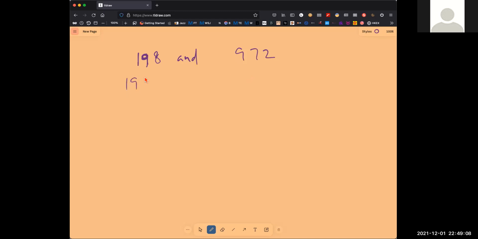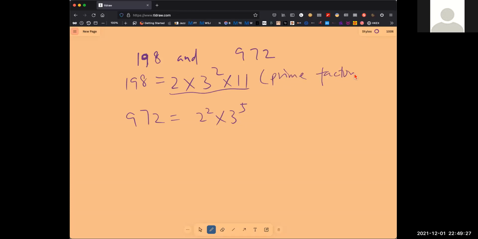So 198 is actually equal to 2 times 3 to the power of 2 times 11. Good that they give you the prime factorization. 2 to the power of 2, 3 to the power of 5. By the way, this is called prime factorization. This part is called prime factorization.